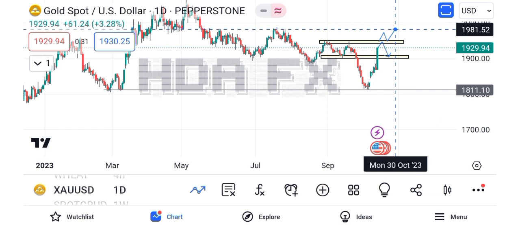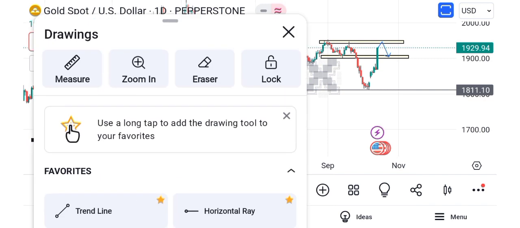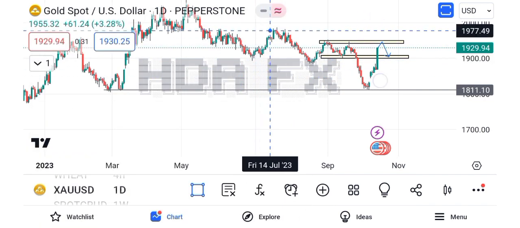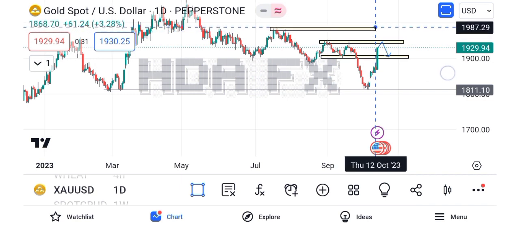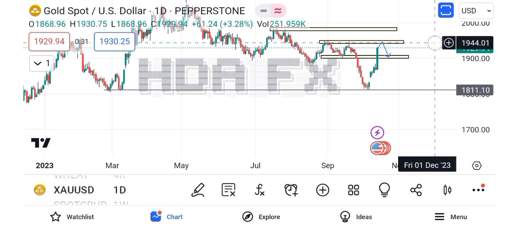So let me identify that key level here. This is where my target will be for gold on buys. So this is my simple analysis, or this is what I have for you on gold. Like I said, let's wait for price to get to this key level here, then see how price is behaving there. Then we see our next move.